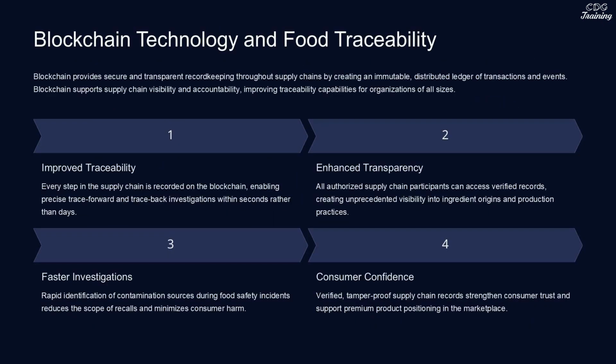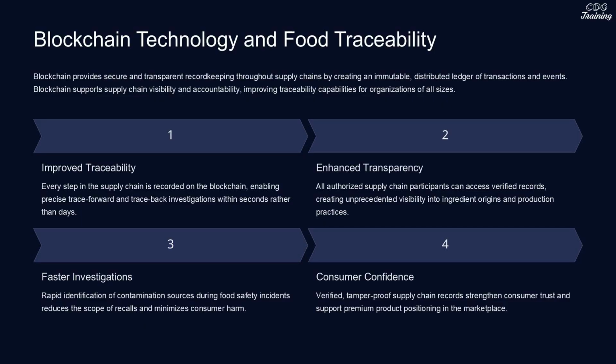Blockchain provides secure and transparent record-keeping throughout supply chains by creating an immutable, distributed ledger of transactions and events. Blockchain supports supply chain visibility and accountability, improving traceability capabilities for organizations of all sizes. Improved traceability: every step in the supply chain is recorded on the blockchain, enabling trace-forward and trace-back investigations within seconds rather than days.